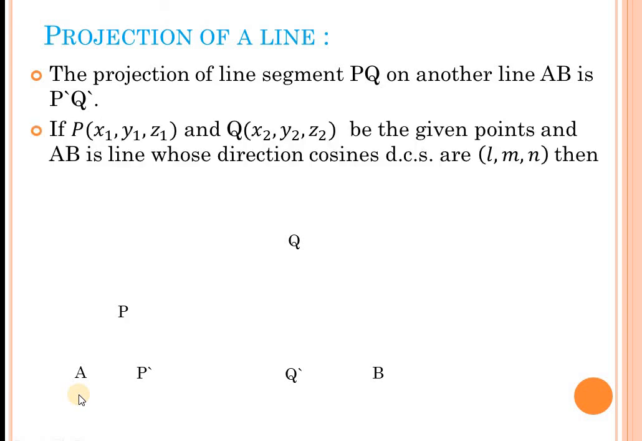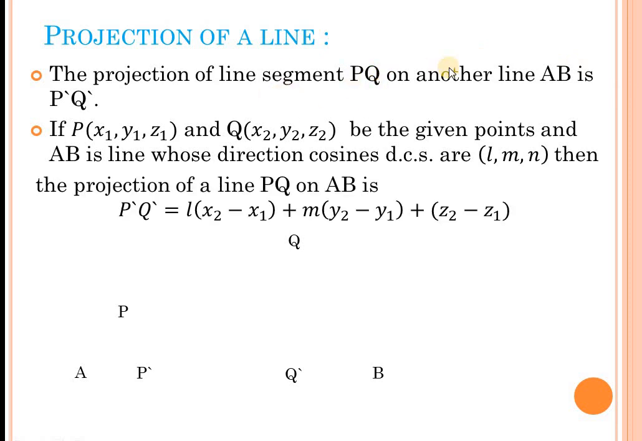Now, we see projection of a line. If PQ is a line segment and we are finding its projection on the line segment AB, we take a perpendicular from point P, it is P dash, and a perpendicular from point Q, it is Q dash. So this P dash Q dash is the projection of this line PQ on the line AB. Now, we are finding this distance P dash Q dash.